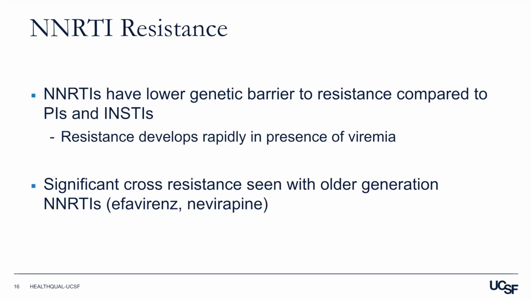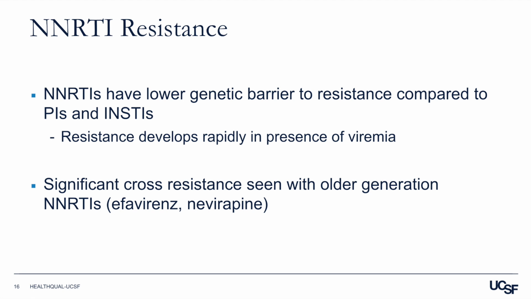Now we're going to move on to NNRTI resistance. So a thing to know about NNRTIs as a class is they have a lower genetic barrier to resistance compared to PIs and INSTIs or other types of partner drugs. And resistance develops fairly rapidly in the presence of viremia. So in a patient who's not taking their HIV drugs regularly, or if they already have some resistance to the other agents in the regimen, you want to worry about NNRTI resistance developing rapidly.